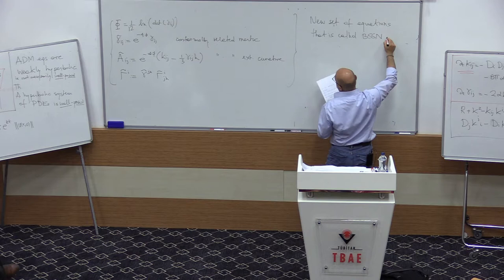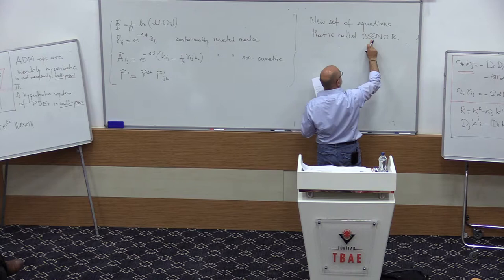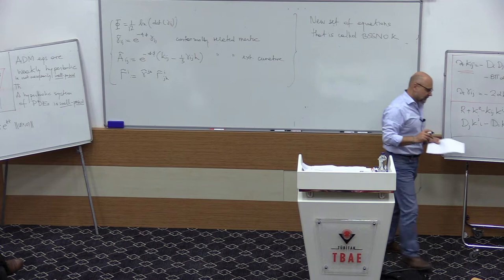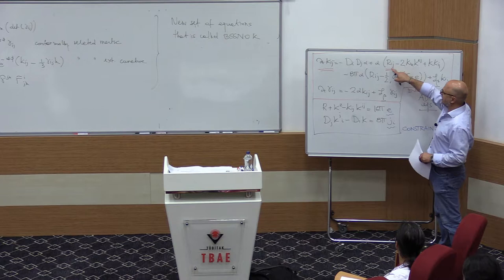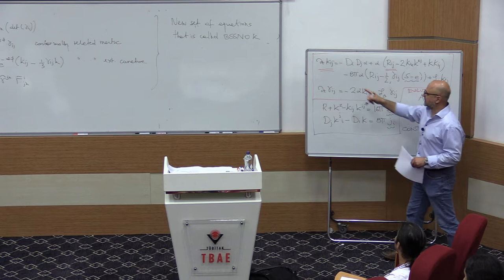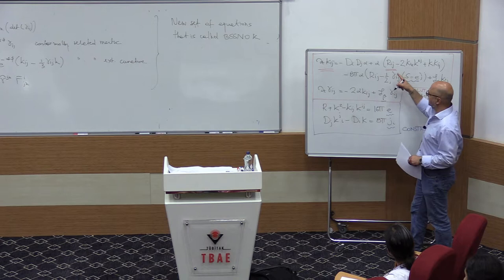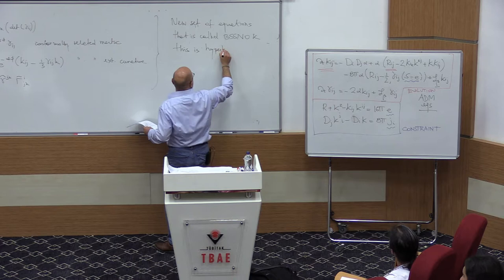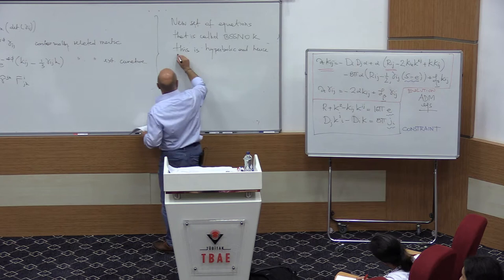or BSSN sometimes. So these are the people who have worked on this formulation: Baumgarte, Shibata, Shapiro, Nakamura, Oohara, and Kojima. Essentially, when you look at the mathematical aspects, you are curing this part over here. This is the operator. In this operator, there are spatial derivatives of the three metric, and here too. So you are creating a system which is hyperbolic by doing this transformation, and hence leads to stable evolutions.